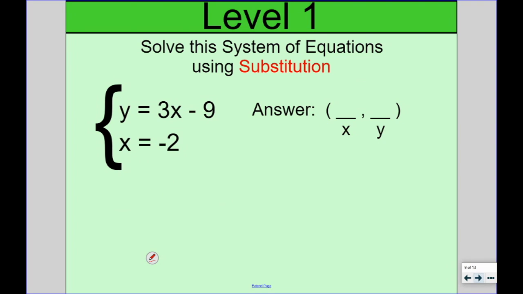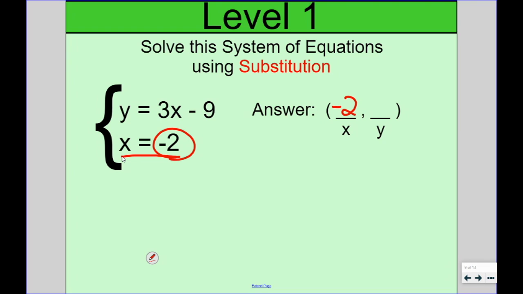Let's do another example here. We are looking for an x and a y that will work and be true for both of these equations. Well, here we can see that they told us in one of the equations that x equals -2. Well, we've already got this part of the answer right there. Our x is -2.